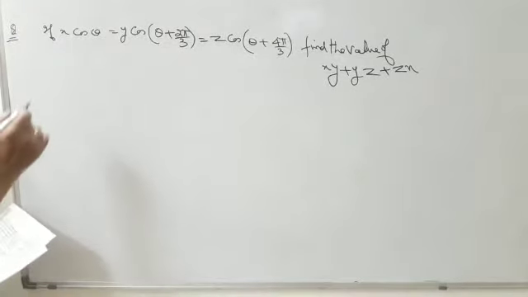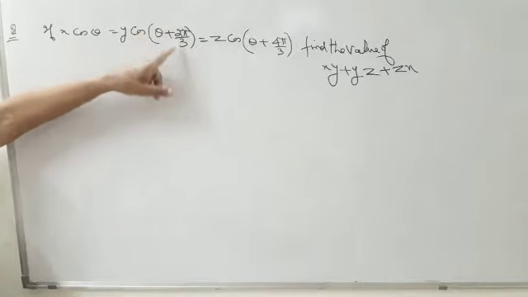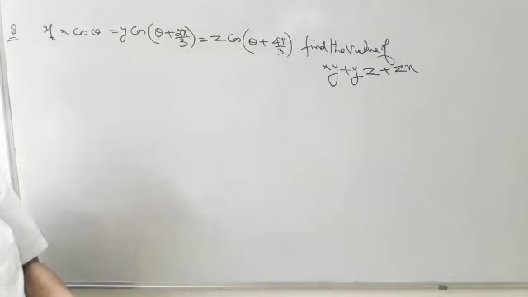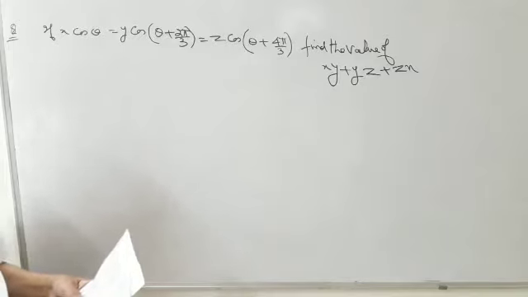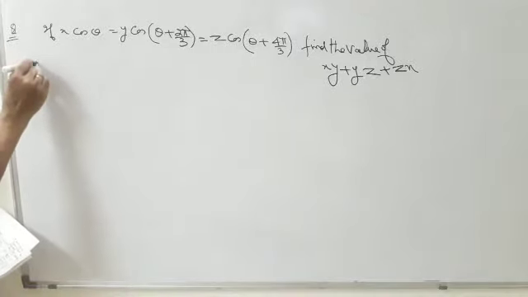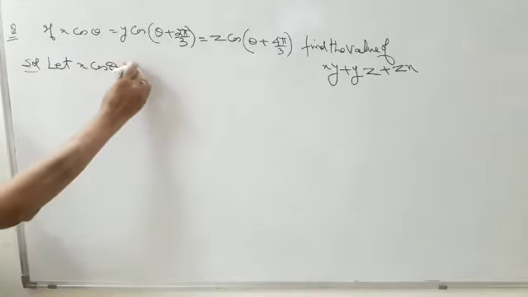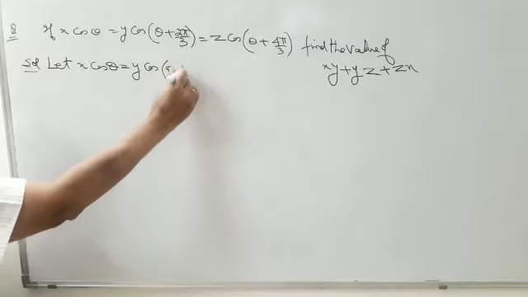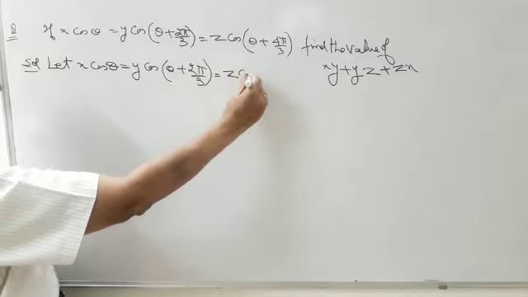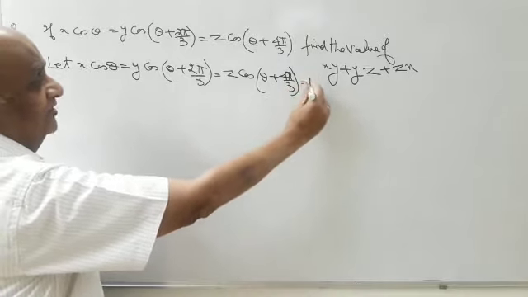Yes, another very important question before us. X cos theta is equal to y cos theta plus 2 pi by 3 is equal to z cos theta plus 4 pi by 3. Find the value of xy plus yz plus zx. See the solution for this, what I do is, let x cos theta is equal to y cos theta plus 2 pi by 3 is equal to z cos theta plus 4 pi by 3, each is equal to k.